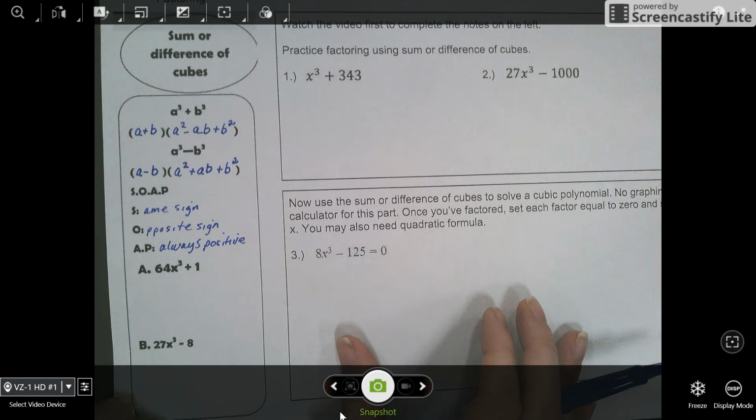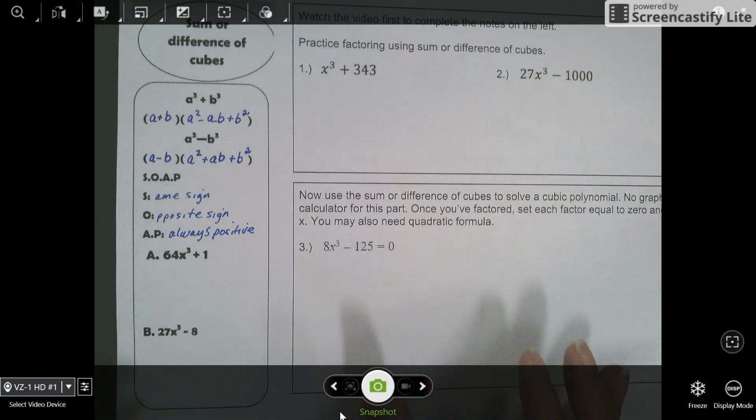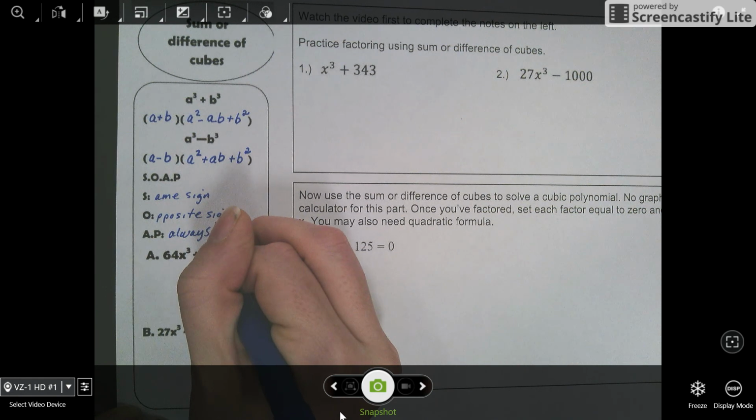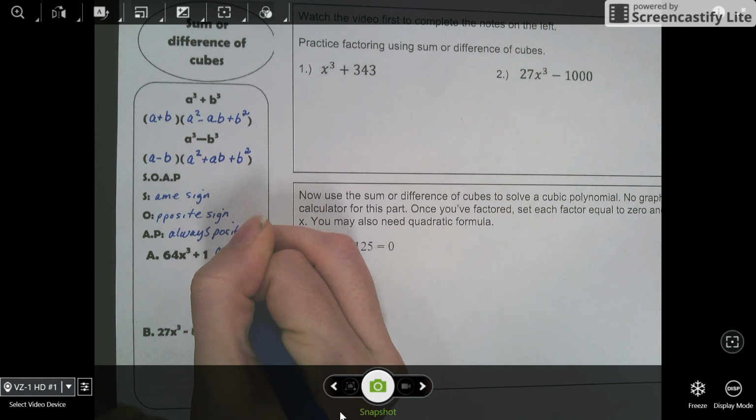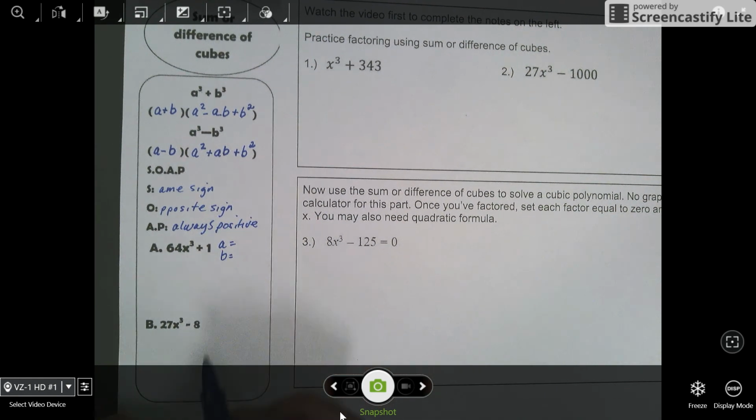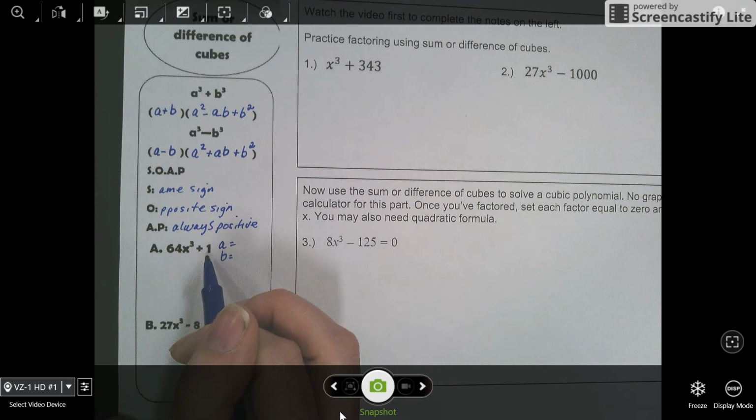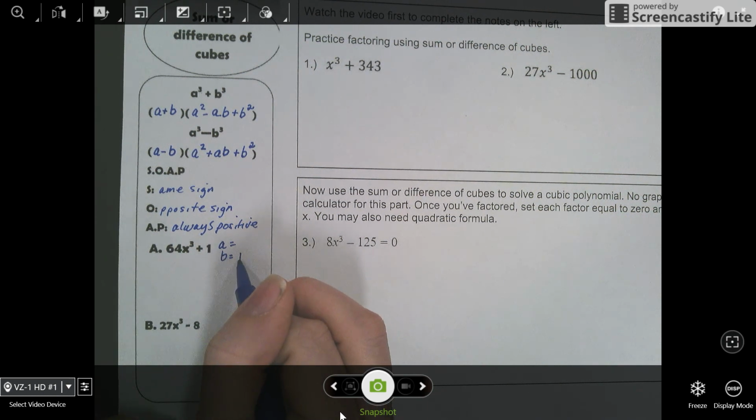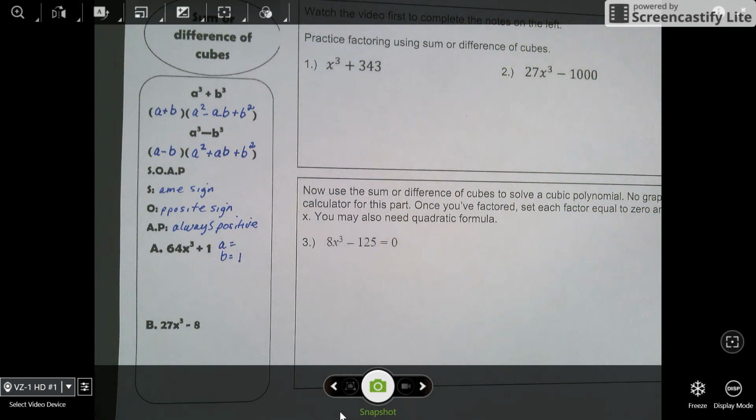So how do we actually use this? What we're going to do is find A and B themselves first. Before you can do anything, you need to know what A is and you need to know what B is. So how can I do that? Well, B is obvious because the cube root of 1 is 1. But 64 might not be as obvious.